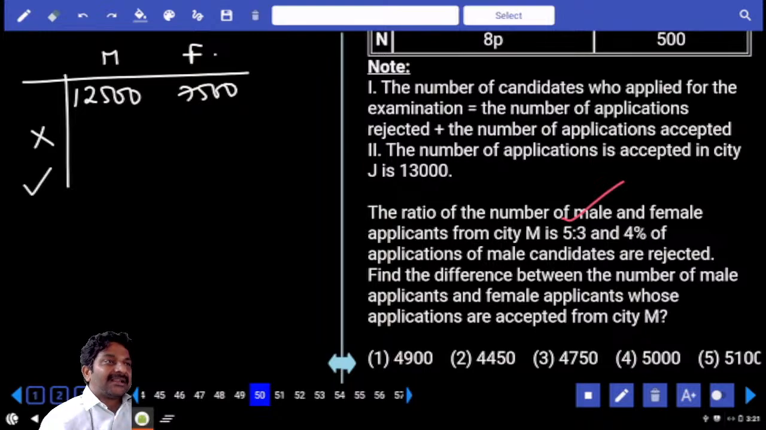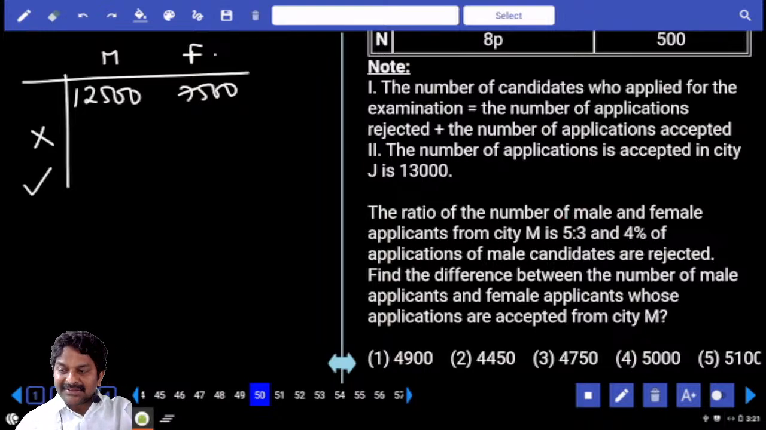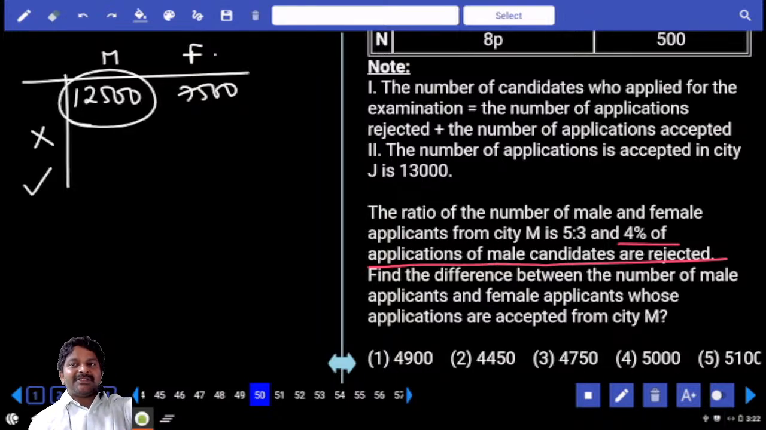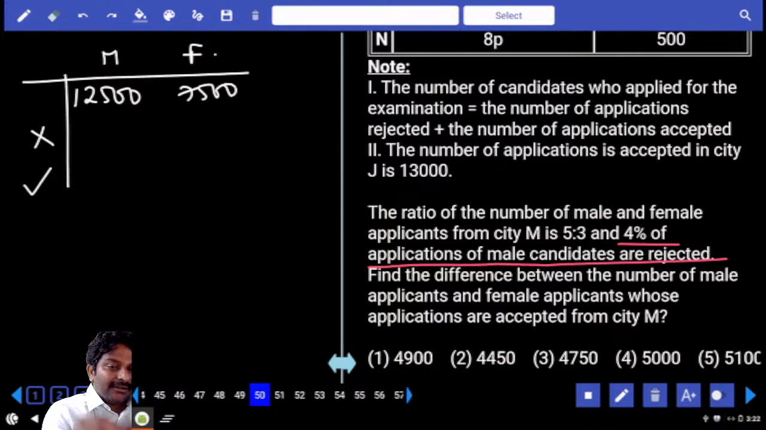Rejected and then accepted. They are saying 4% of applications of male candidates are rejected. How many male are there? 12,500. 4% got rejected. What is 1%? 125. 4 times of it, 500 got rejected.